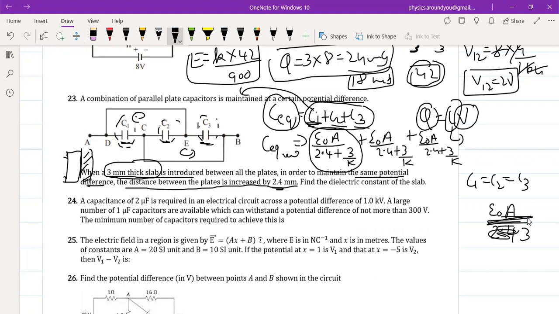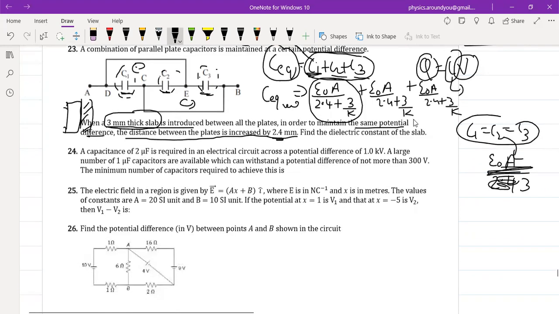So I put C1 equal to C2 equal to C3 to this, and then the concept that the equivalent capacitance hasn't really changed, and then you can find out the dielectric constant of the slab. A long question, but yeah, the concept is this: capacitance hasn't changed. Now, question number 24.